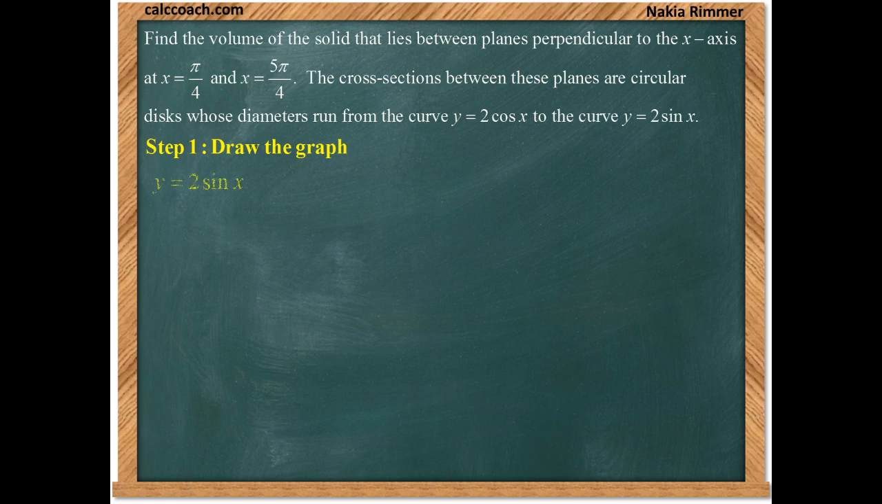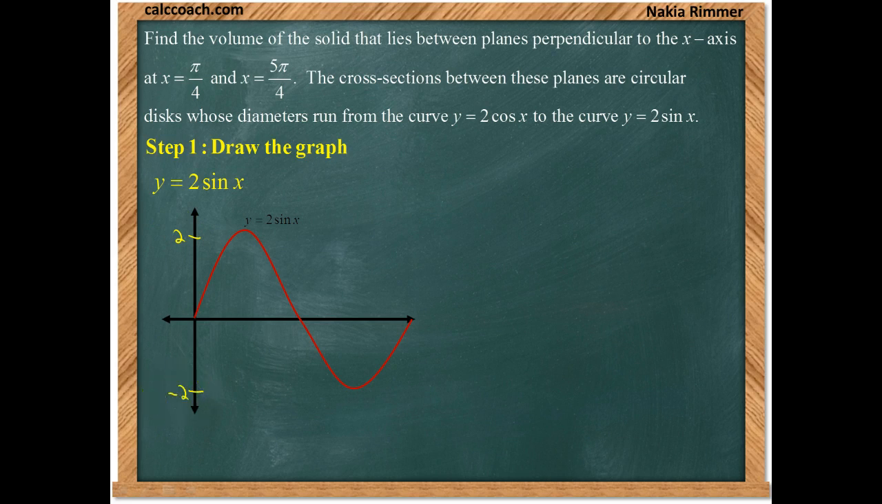The first one, let's take y equals twice the sine of x. Multiplying sine x by 2 just affects the amplitude. It goes up to 2 instead of up to 1. It goes down to negative 2 instead of down to negative 1. And so just draw yourself a sine curve and label the max as 2 and the min as negative 2.